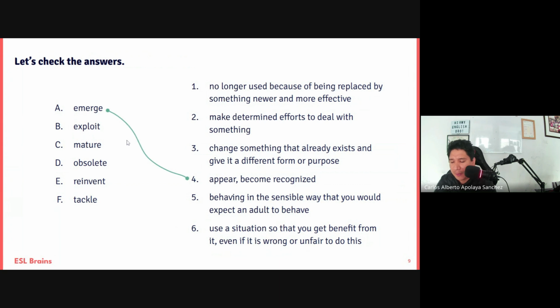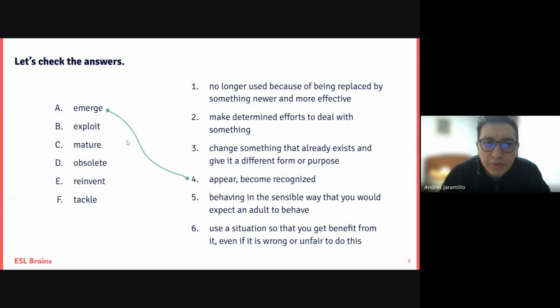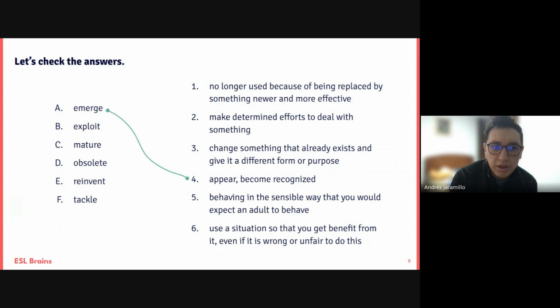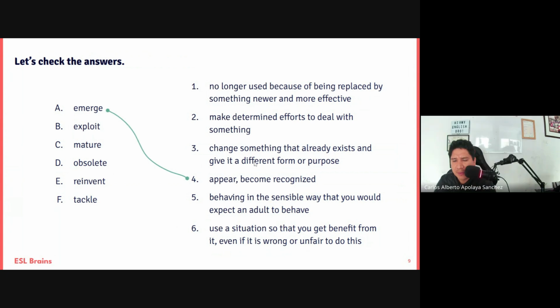What is exploit? Change something that already exists and give it a different form or purpose? No, I don't think so. That is different. This is not exploit. Exploit is for you exploit resources, you exploit a product, you exploit different things.